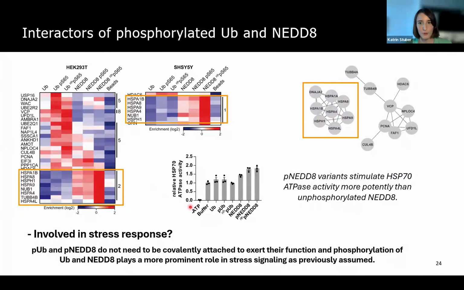And this led us to the conclusion that phosphorylated ubiquitin and phosphorylated NEDD8 do not need to be covalently attached to exert their function, and that the phosphorylation of ubiquitin and NEDD8 plays a more prominent role in different kinds of stress signaling pathways than previously assumed.